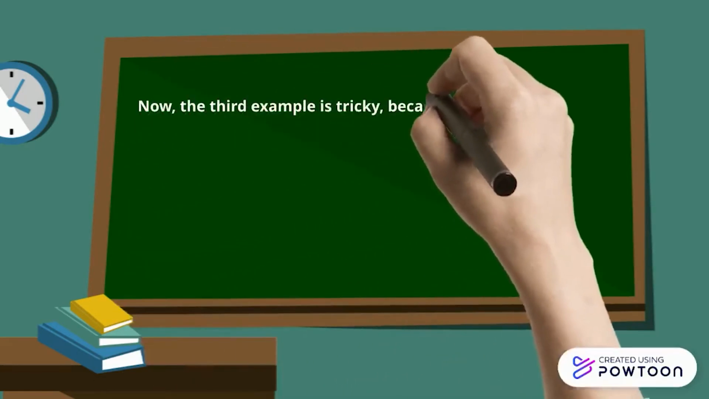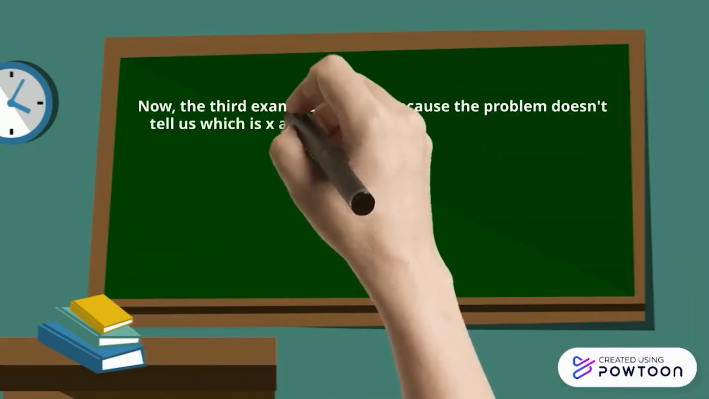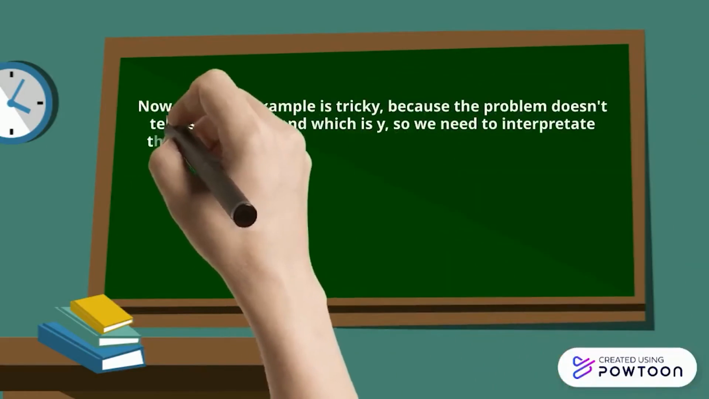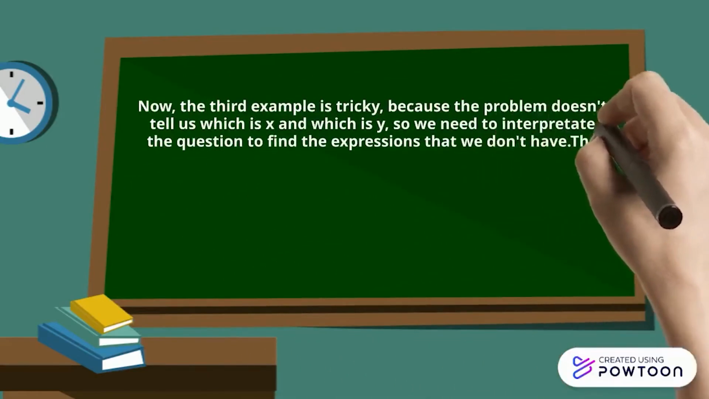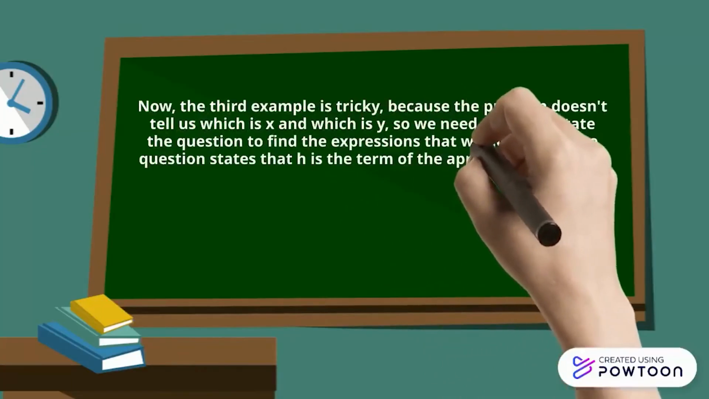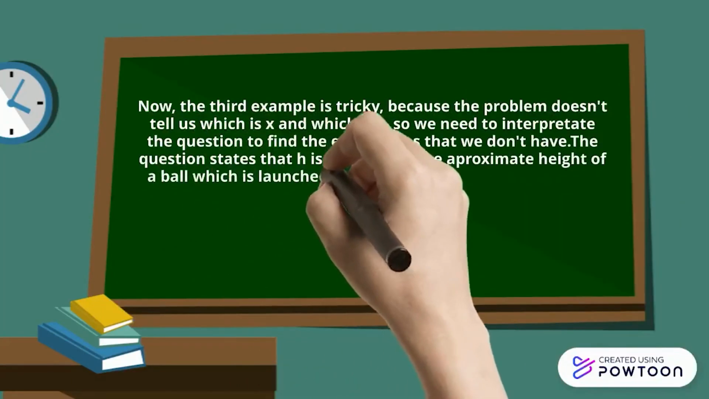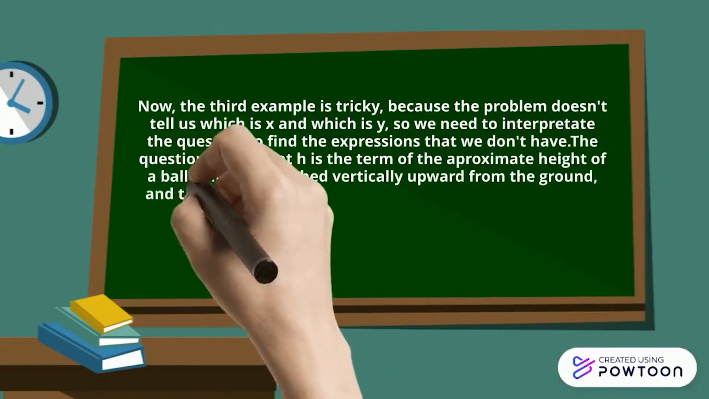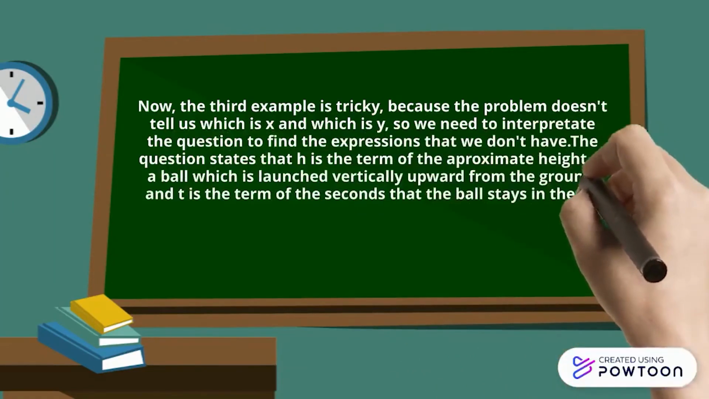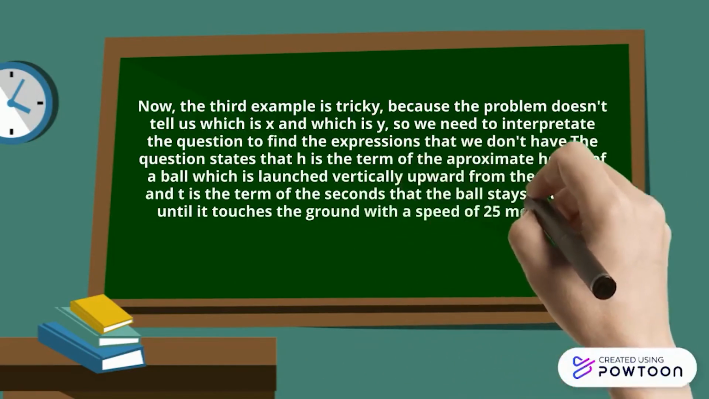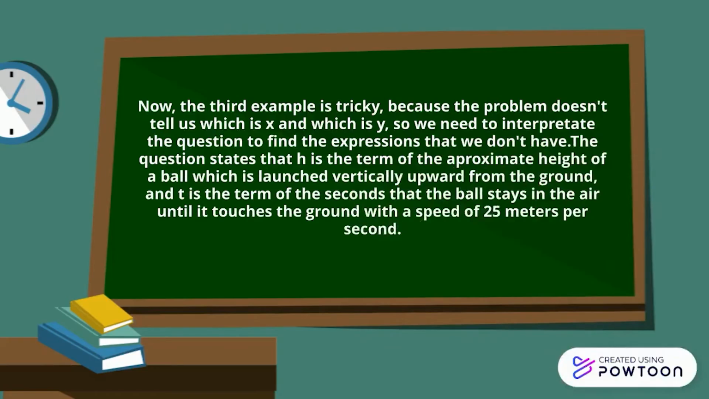Now, the third example is tricky because the problem doesn't tell us which is x and which is y, so we need to interpret the question to find the expressions that we don't have. The question states that h is the approximate height of a ball which is launched vertically upward from the ground, and t is the seconds that the ball stays in the air until it touches the ground with a speed of 25 meters per second.